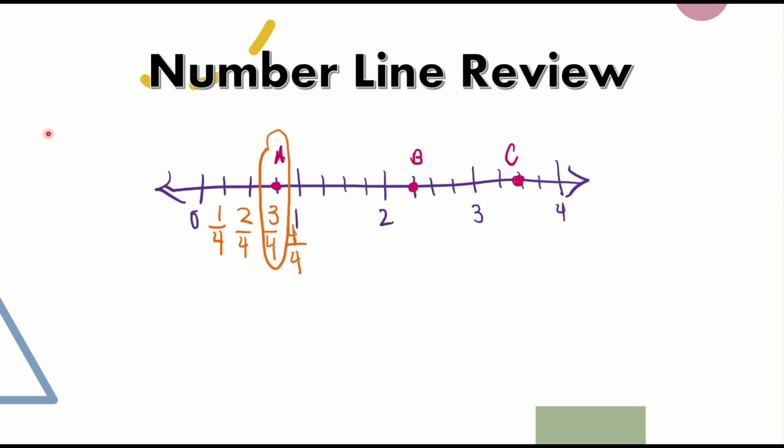Now, since I already know the pattern, that pattern would continue. So let's look at that and just add a whole number to it. So 1 1/4, 1 2/4, which is also 1 1/2, 1 3/4, and then 2. So that means B will be located at 2 1/4, and that means C would be located at 3 1/2. Now let's apply what we just learned to a coordinate grid.